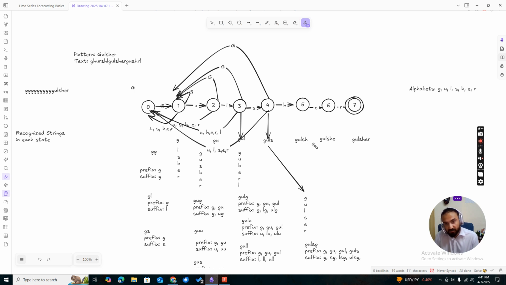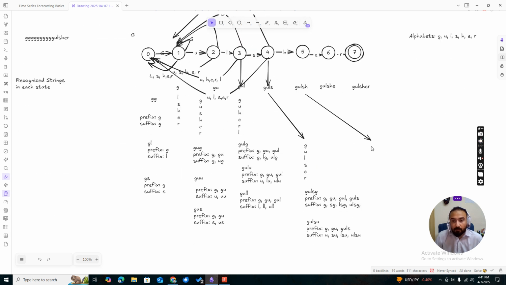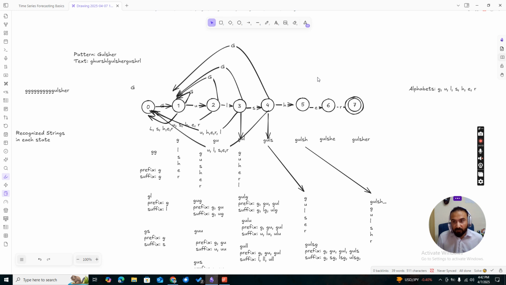Now after GULSH we need to study all the possibilities. If E occurs, we will transit from the fifth state to the sixth state. But what if instead of E another possibility occurs? Then what will we do? Let's list down those possibilities. The string currently recognized is GULSH. If E occurs, we will transit to the sixth state. But if another alphabet occurs instead of E, we need to study the possibilities for the incorrect alphabets. Those are G, U, L, S, H, R. I have not written E because on E we will be transiting from the fifth state to the sixth state. Just keep in mind that currently we are in the fifth state, and the recognized string is GULSH.